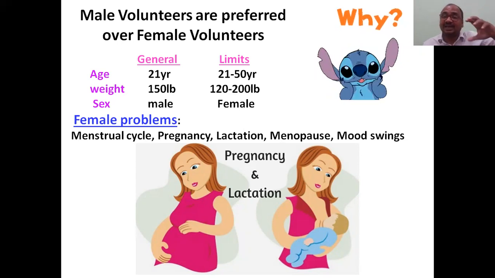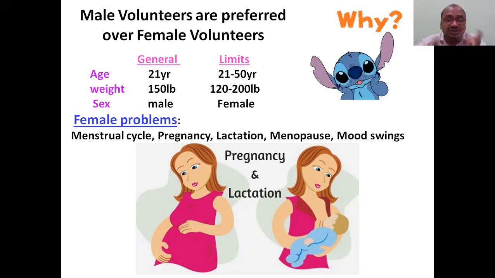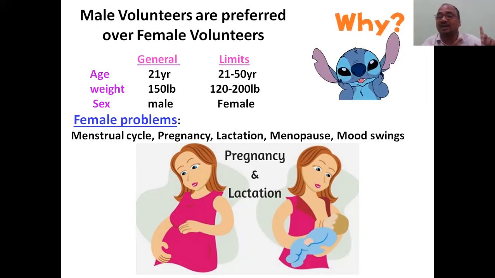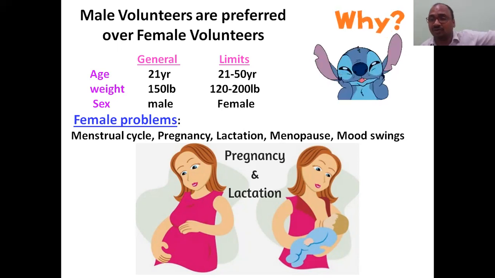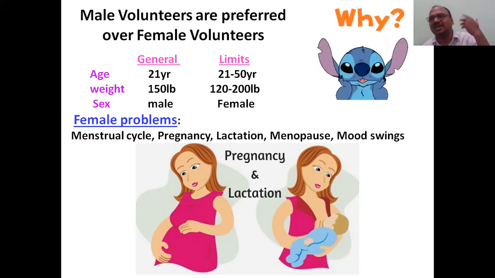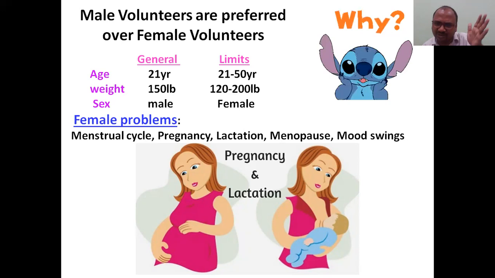Pregnancy: during pregnancy, there is extra body surface area, and the volume of distribution changes. These are the problems. Lactation: your drug may be excreted through the milk, so the baby will unnecessarily take the drug. Even though that baby does not have a disease, he is simply taking milk from the mother and also the drug along with it.